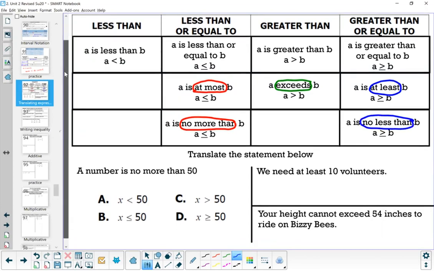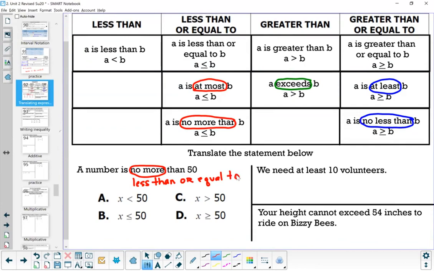Let's try some examples. A number is no more than 50. So a number is less than or equal to 50. So that would be B. X is less than or equal to 50. On the right, we need at least 10 volunteers. At least. Okay, so we will be happy with 10, but super happy with more than 10. So we're saying 10 or more. So volunteers is greater than or equal to 10. We want 10 volunteers or more.